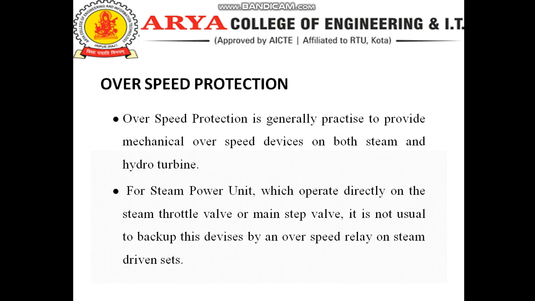Now in this slide we discuss the overspeed protection. Overspeed protection is generally provided by mechanical overspeed devices on both steam and hydro turbines. For steam power units, which operate directly on the steam throttle valve or main stop valve, it is not usual to back up these devices by an overspeed relay on steam-driven sets.